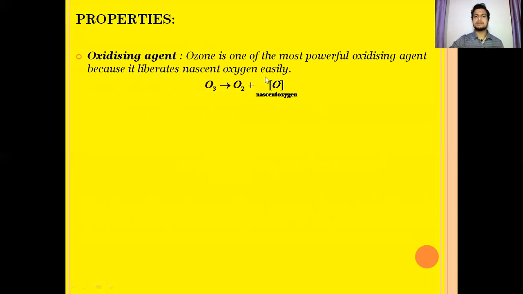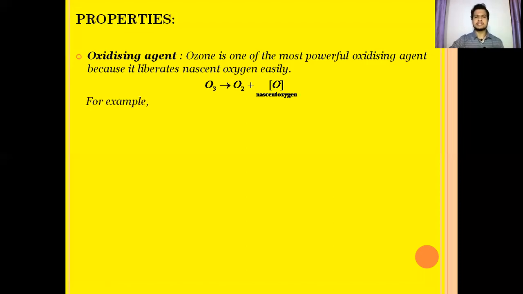And nascent oxygen being very reactive, it's basically atomic oxygen. Being very reactive, it reacts with any other system. As a result, it oxidizes other systems very easily, whether it is any other element or compound. That's why it acts as a very powerful oxidizing agent.